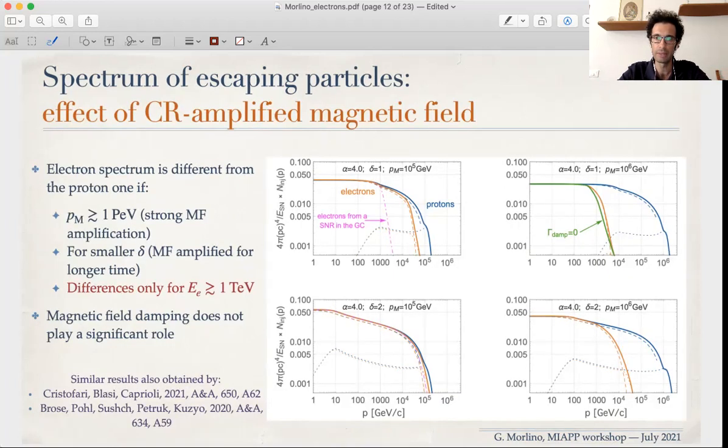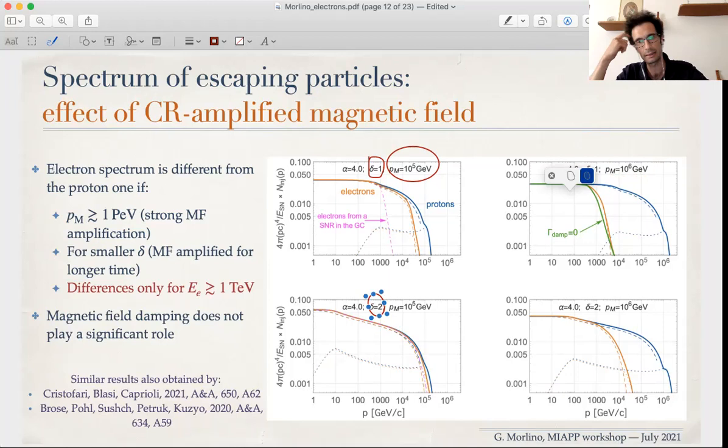Okay, now let me show you some results. This is a result for the proton and electron spectrum finally injected into the galaxy by a single supernova remnant, changing essentially two parameters: the maximum energy Pmax, which is equal to 10^5 GeV, so 100 TeV, and 1 PeV on the right side. And the other parameter is delta, which is assumed to be equal to 1 or 2. On the top panels it is equal to 1, on the bottom panels it is equal to 2. The blue lines show the proton spectra, while the orange lines show the electron spectra.